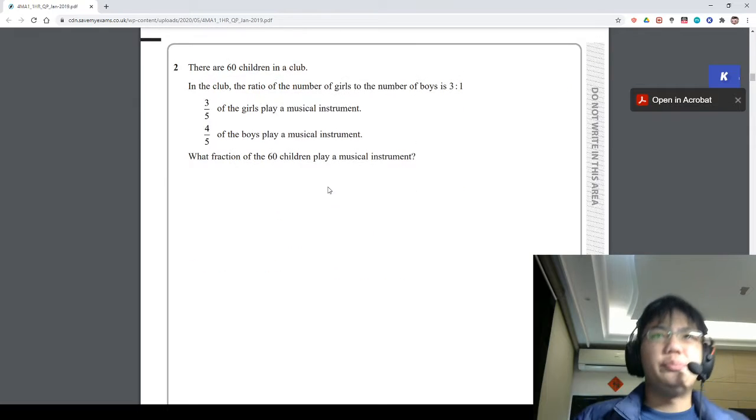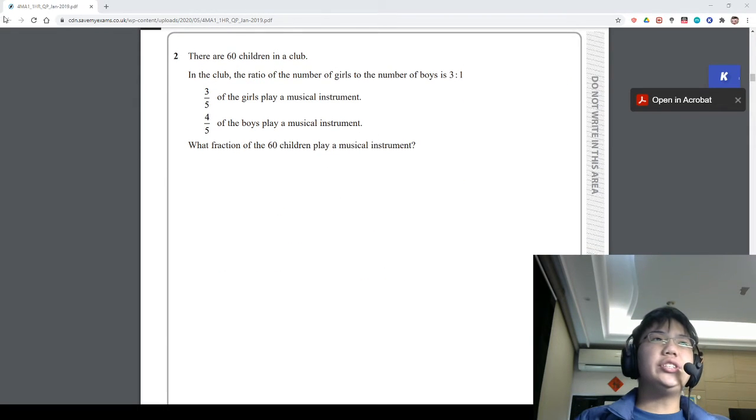question 2 of this question paper. There are 60 children in a club. In the club, the ratio of the number of girls to the number of boys is 3 to 1. 3/5 of the girls play a musical instrument, 4/5 of the boys play a musical instrument. What fraction of the 60 children play a musical instrument?